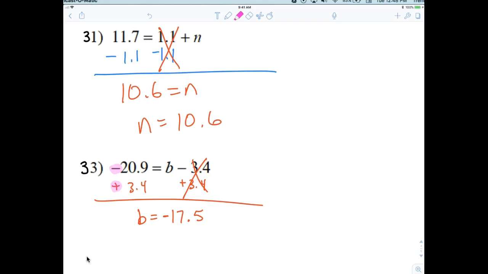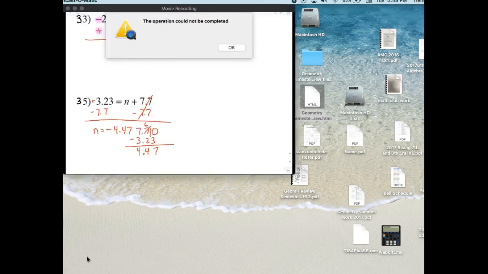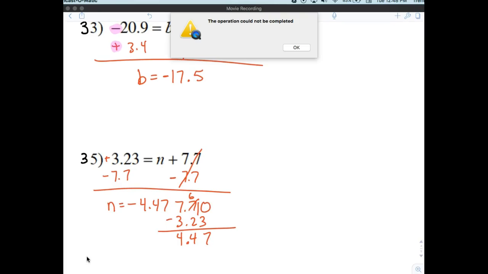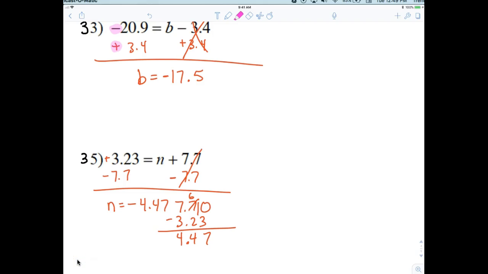But again, you always still have to make sure you added and subtracted properly. So 10.6, 33. Sorry, I don't know what just happened. Sometimes it does that. Hold on one second. Okay, 33 was negative 17.5 and 35 was 4.47.